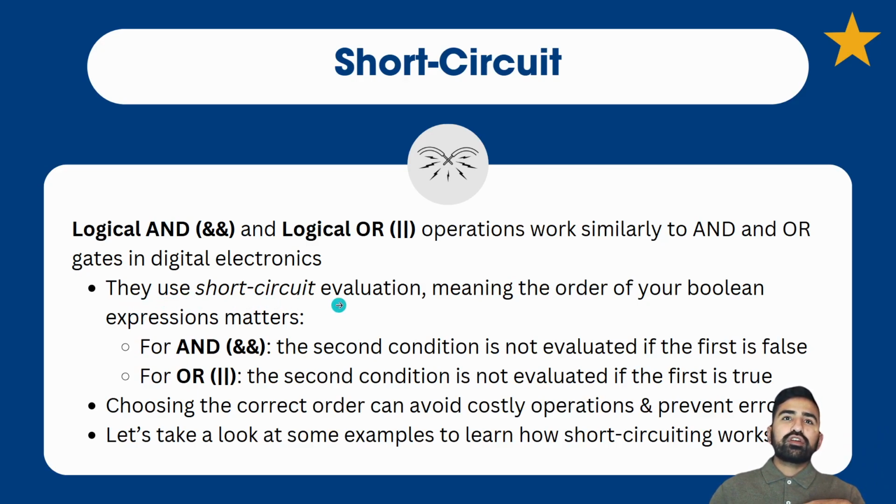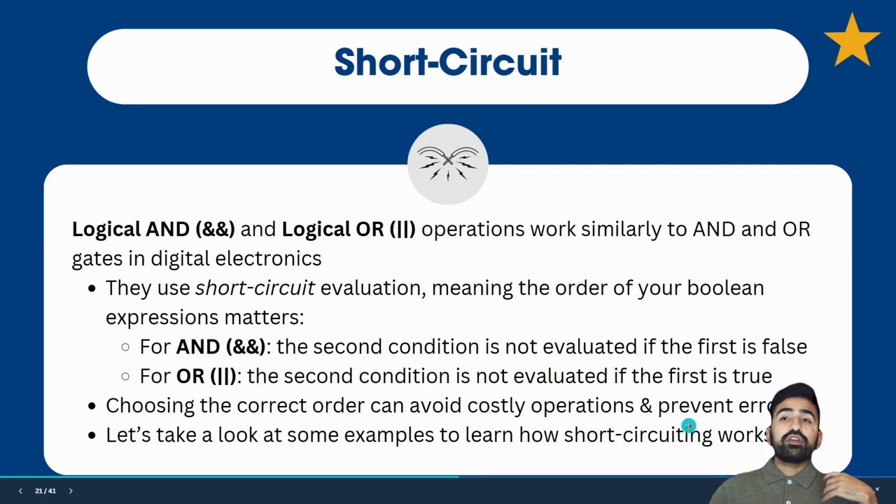Well, when you use short circuit evaluation, it means the order of your Boolean expression matters. So when you get a false on your and statements on the left side, you don't have to evaluate the right side. You're done. Because for and, both need to be true. As soon as you find a false, you're done evaluating that expression. The same goes for or. As soon as you find a true, you don't have to evaluate the other side, depending on if you started left or right side. Typically, you read from left to right though. So if your left side is true for ors, you're done. You don't have to read the right side. So choosing the correct order can avoid costly operations and prevent errors.